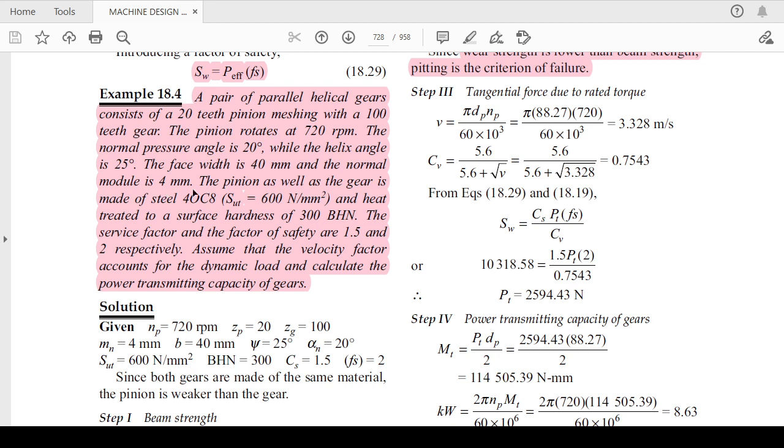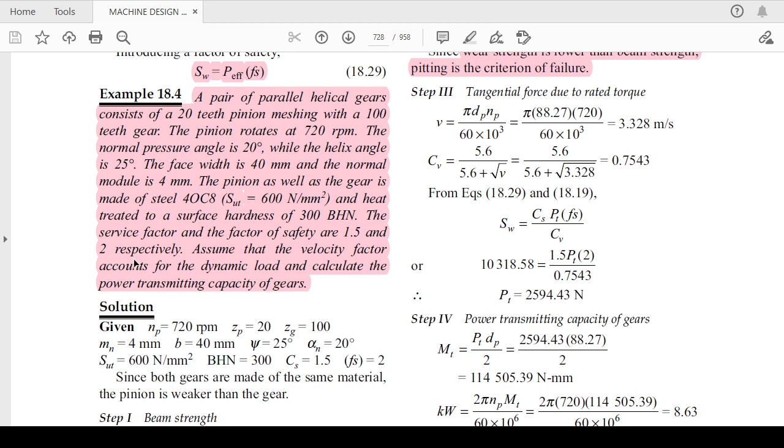Okay, this is mn. The pinion as well as the gear is made of steel 40C8, SUT 600 Newton per mm square, means your pinion and gear both are made of the same material which is given, and the SUT of that particular material is also given. It is heat treated to a surface hardness of 300 BHN. The pinion hardness number is also given, and the service factor is 1.5 and the factor of safety is 2.